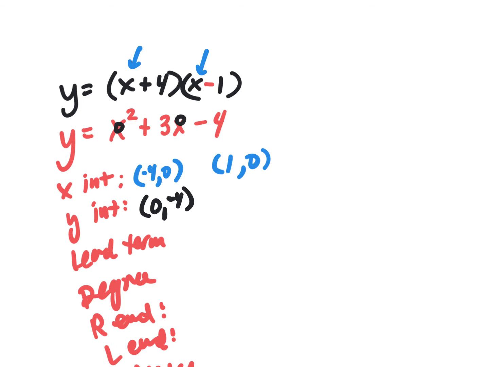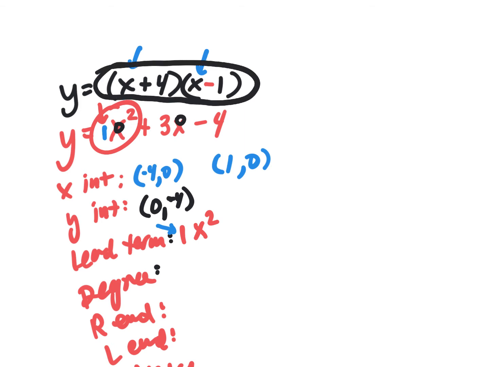Okay, next up, the lead term. The lead term is the number that's in the front. Okay, so the x squared is my lead term, and so I've got a 1x squared. Now, just to clarify, the lead coefficient would be actually the number that's in the front of the lead term. So this right here is the lead coefficient. Okay, next up, the degree. The degree of this one is degree 2. And it's important, if you look here, you won't see any 2, right?